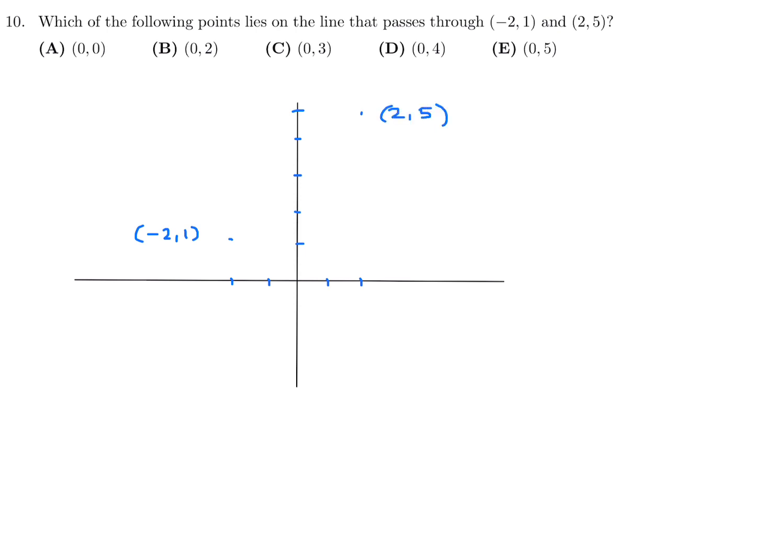Now, you have two choices in this question. You can just do it approximately. You just connect them in a very crude way, right? And you say, well, it looks like of the answer choices, this one passes through that line. And that's a perfectly fine way of doing it.